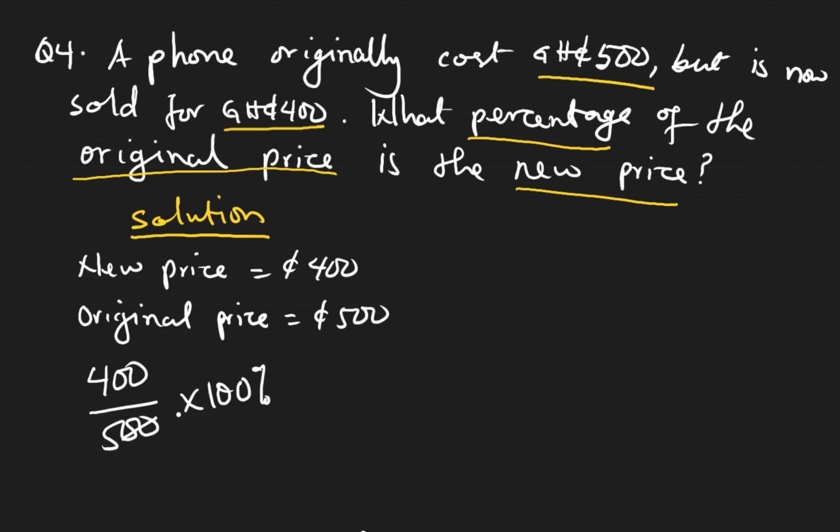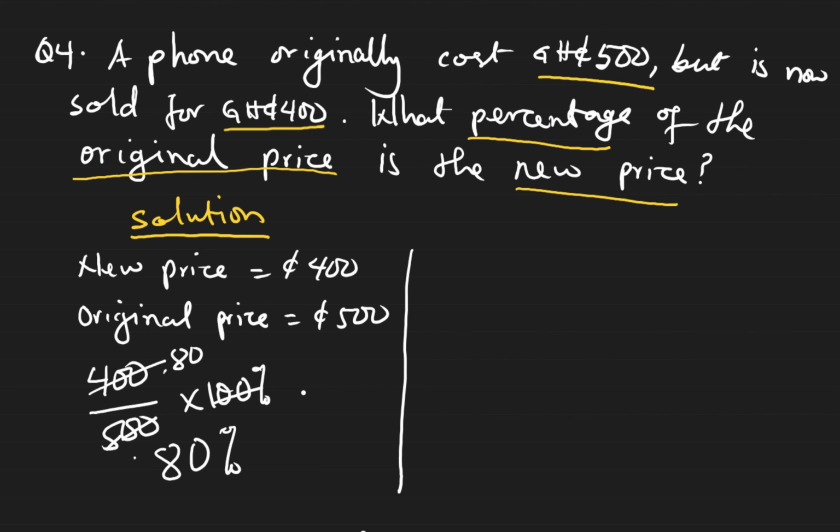So 5 goes into, instead of 1 goes into 400. How many times? 80. So the answer will be 80%. This solution is just knowing. You know that this is how it is done.